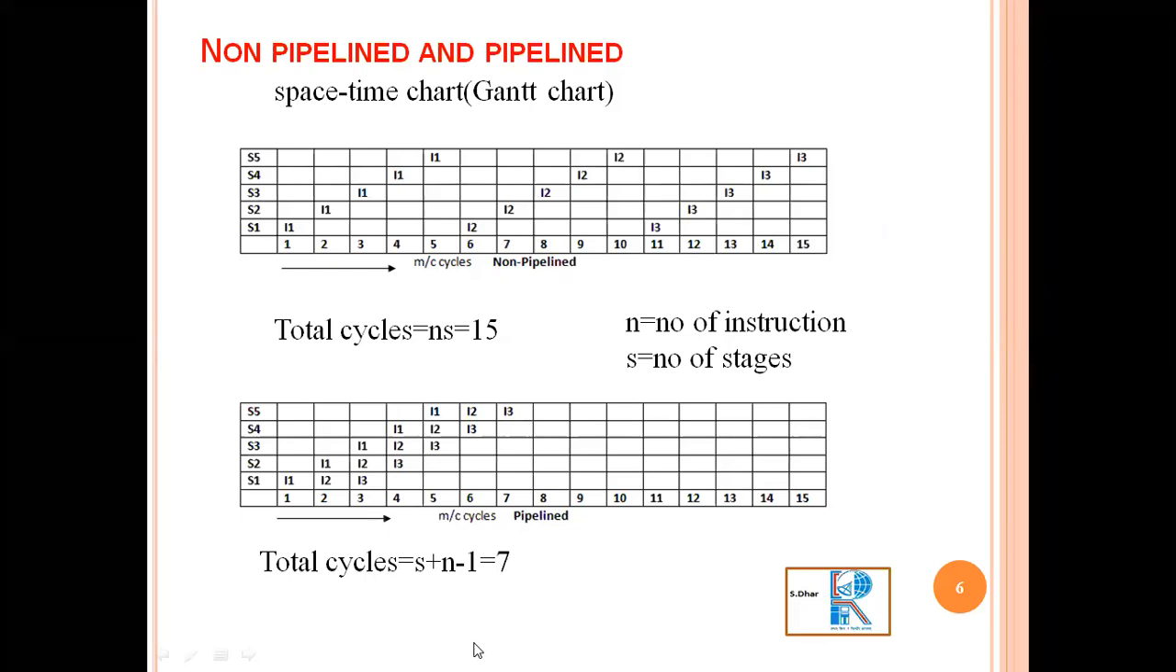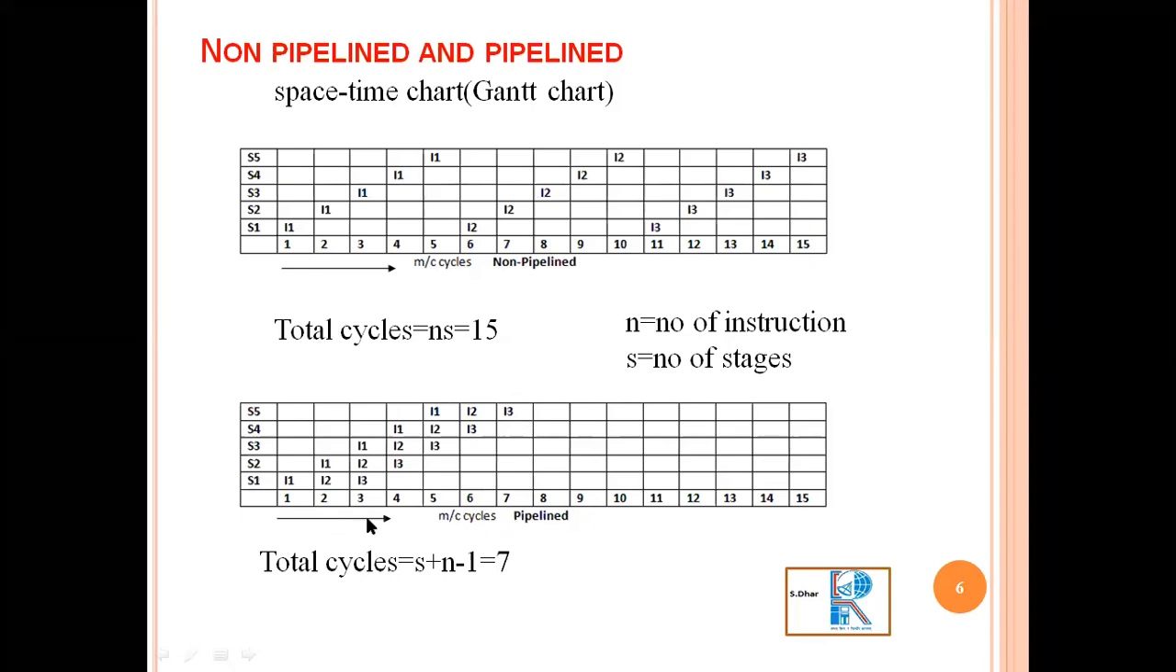Clear? Now see what happens if I use a pipeline processor. In the pipeline processor, in the next cycle I1 and I2 will go for the next stage, and in the third cycle I1 will do S3, I2 will do S2, and I3 will do S1. So if I draw this chart, here I3 will be completed. All the instructions will be completed here. In the previous case it was completed there, now it will be completed here. So what is the total cycles required here? Here 1, 2, 3, 4, 5, 6, 7 cycles are required.